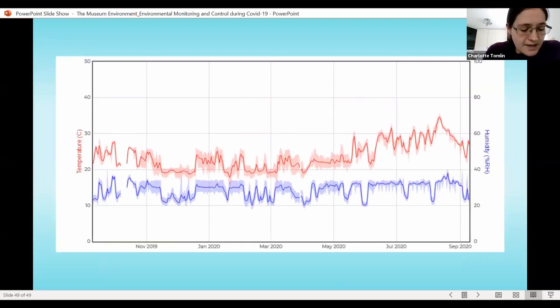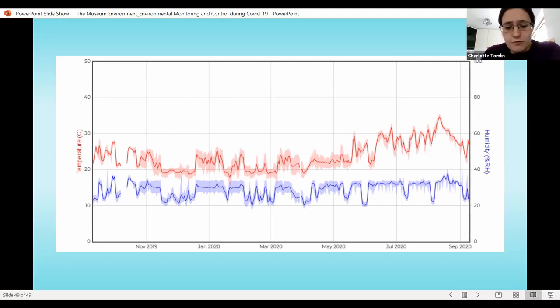So looking at those graphs, I'm just trying to show how important it is to try and find out what is affecting the conditions. It's not enough just to monitor the environment, the temperature and RH. It's important to look at your data and to find out what is influencing it. So is it the external environment? Is it the heating system? Is it human activity, so visitors, staff?